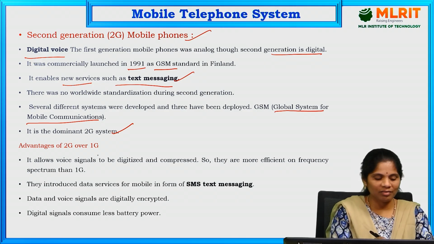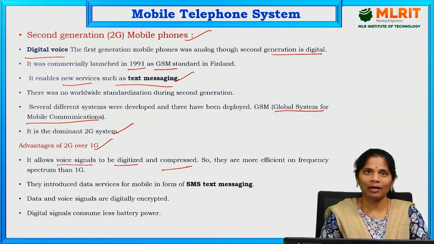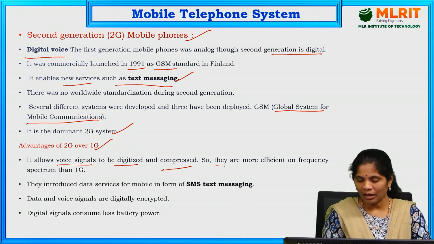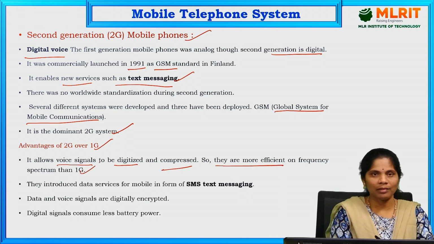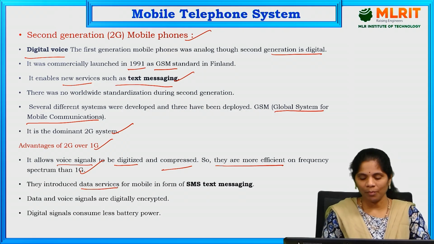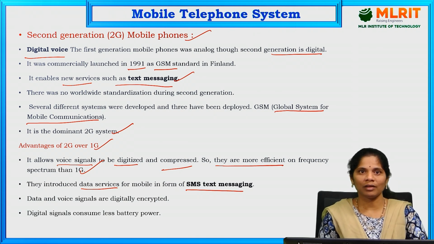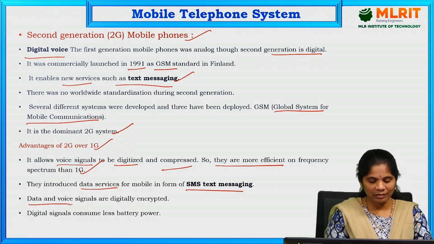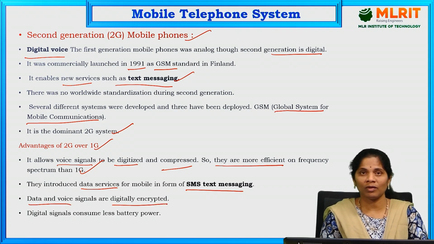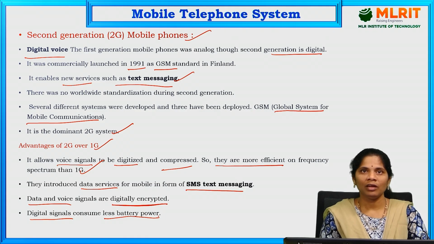What are the main advantages of this 2G over the 1G? See here, it allows voice signals to be digitized and compressed. Previously it was analog, now it is digitized. At the same time, they are more efficient on frequency spectrum than the 1G signals. Data services for mobile can be introduced in the form of SMS and text messaging. Previously there was no text messaging, but 2G has text messaging. At the same time, data and voice signals are digitally encrypted. There is no encryption in the previous 1G, so 2G has digital encryption. Also, digital signals consume less battery power. These are the advantages of the 2G mobile phones.